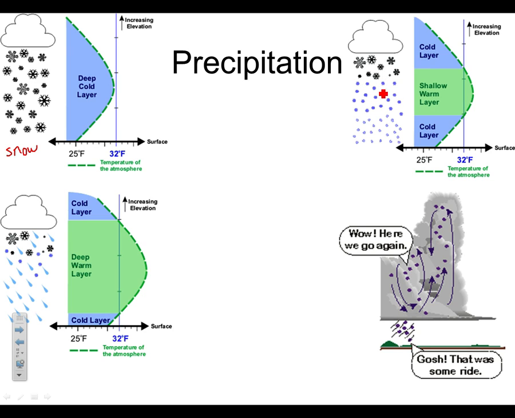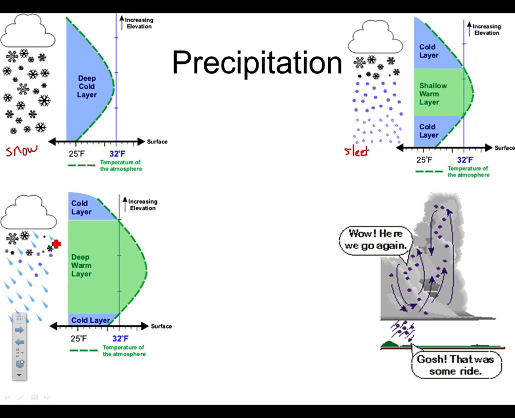So now it's rain. But then, before it hits the ground, there's this cold layer. And it's going to refreeze into now pellets of ice that we call sleet. So this one is sleet. So that's how sleet forms.